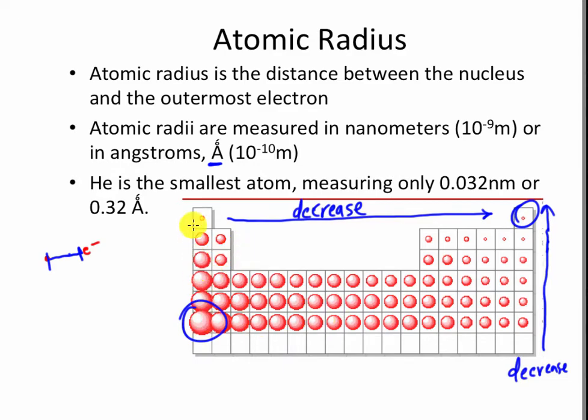Now, again, I'm not going to explain anything. I'm purely telling you what the trend is. Atomic radius decreases toward the top right side of the periodic table. Toward the bottom left, atomic radius is going to get bigger and bigger.